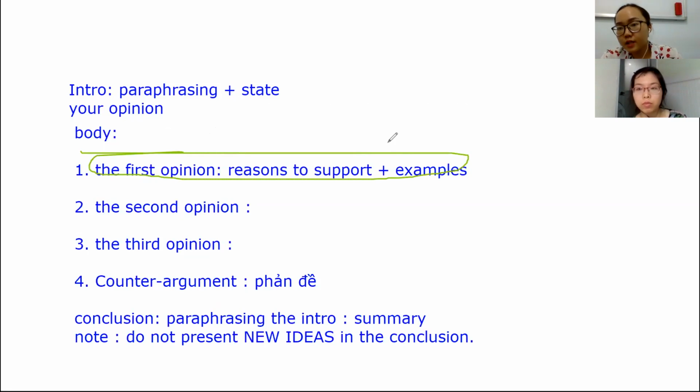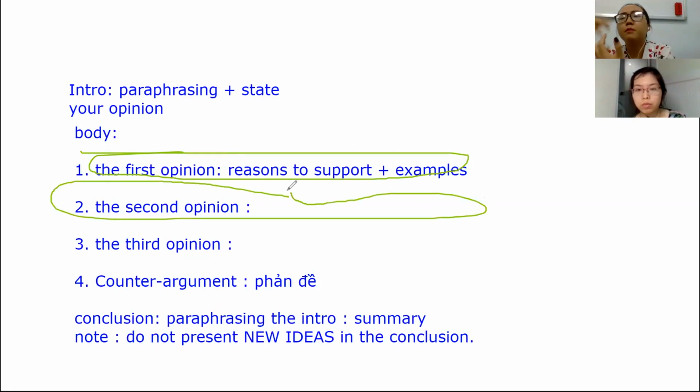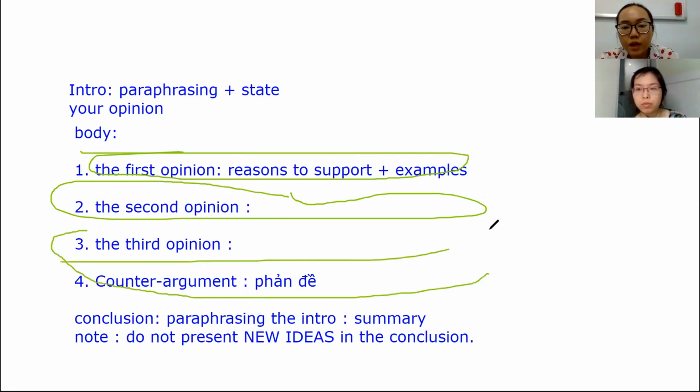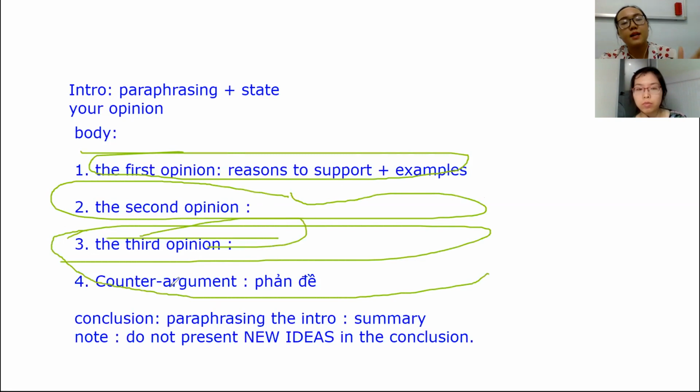Why do some people think this way? And then you give reasons to support it, and an example. And then the second opinion: why do some other people think another way? And then you give reasons to support it. And then you write your opinion here. Which one do you agree with? Maybe you can have a counter argument, even though you hold this opinion, but you understand that, or you don't even need a counter argument. You just need to tell your opinion and then you conclude.